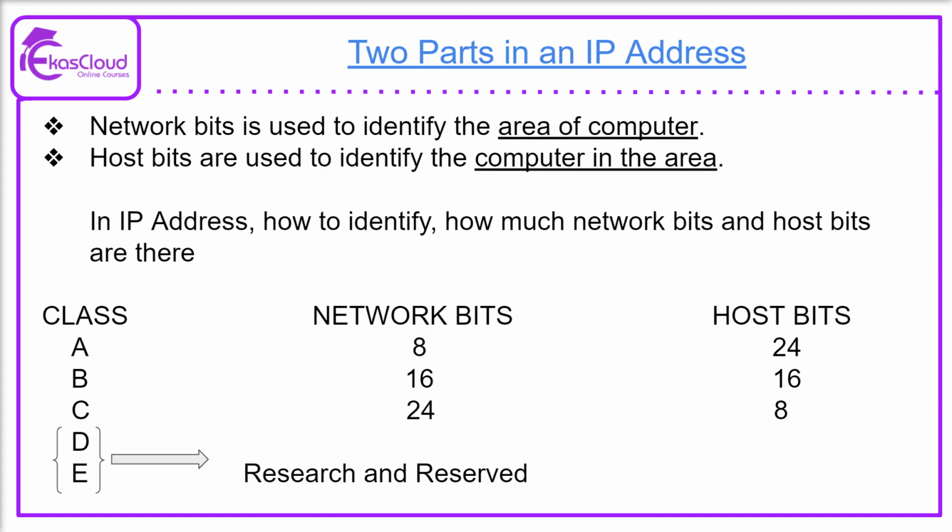There are two parts in an IP address: network bits and host bits. Network bits identify the area of your computer, and host bits identify the computer in the area. How will you identify the network and host bits? There are five classes: Class A, B, C, D, and E. In Class A, network bits are 8 and host bits are 24. In Class B, network bits are 16 and host bits are 16. In Class C, network bits are 24 and host bits are 8. Class D and Class E are reserved.